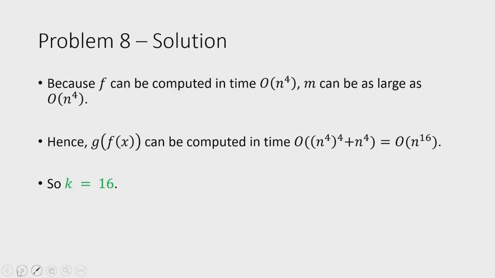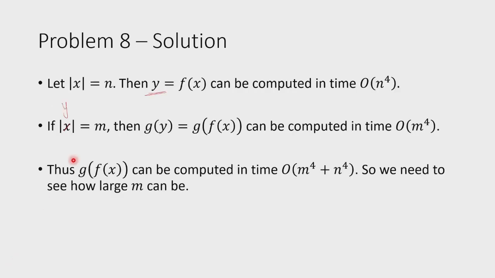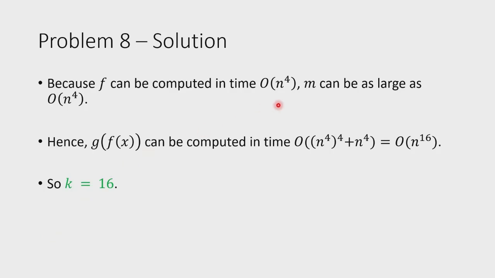Because what should f do? F should output y, right? So f has to at least write down y. And because f has only order n to the 4 time to run in, even if at every second it writes one bit or one symbol down, it can only write at most order n to the 4 symbols, right? So the size of its output can be at most order n to the 4. So m is n to the 4.